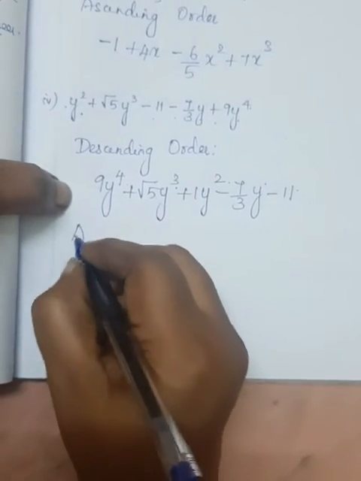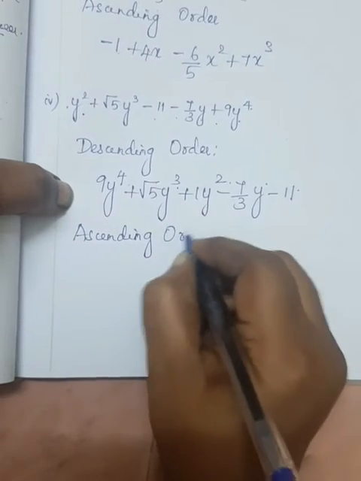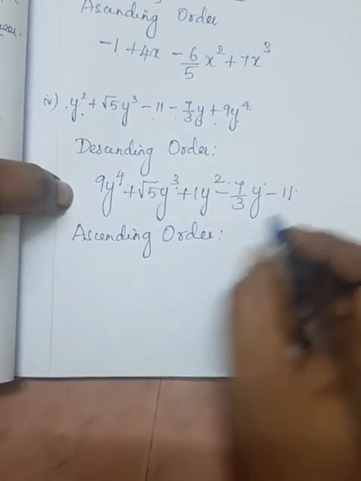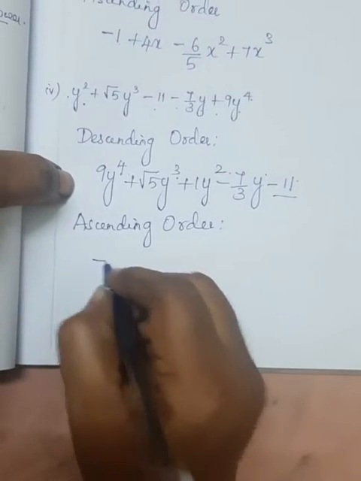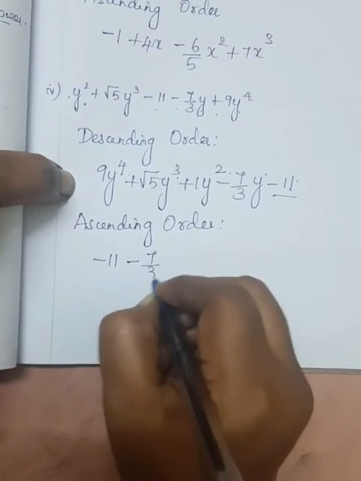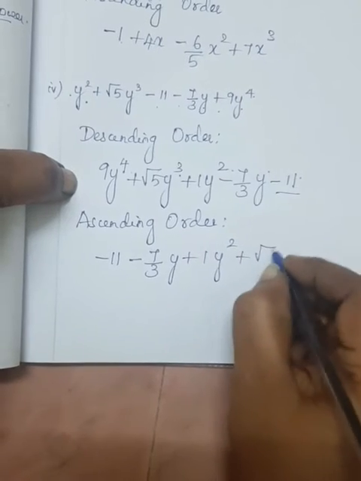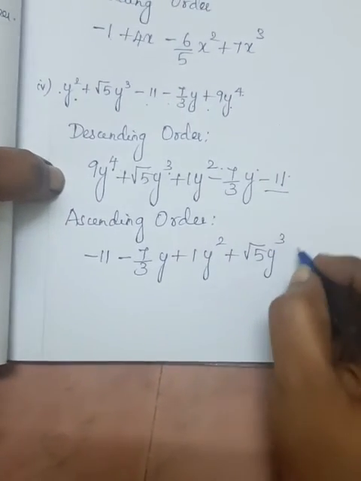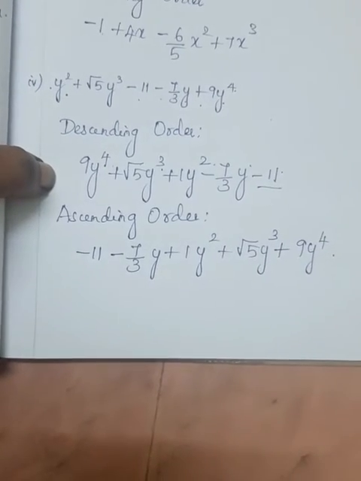So now write the ascending order. Ascending order means from lowest power to highest. Take and write from the constant. Just reverse this. Constant is minus 11. Take it along with the sign and write minus 11. Minus 7 by 3y plus 1y square plus root 5y cube plus 9y power 4. This is the answer.